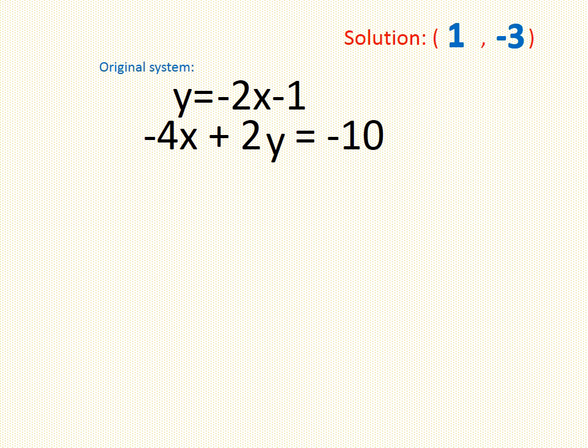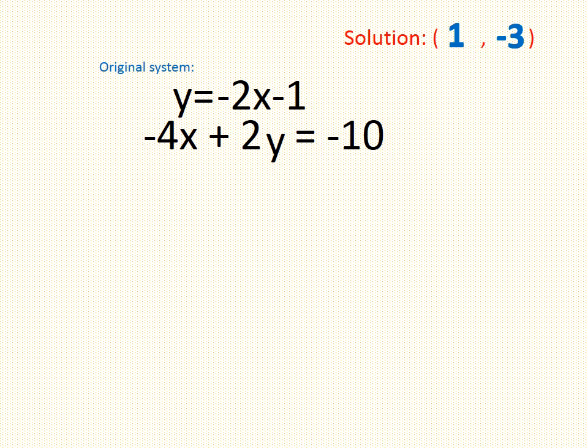Now to check if we got the right answer for this system, we can either put the two equations in the graphing calculator and check the solution graphically. And this is what we did in our last video. We solved this system graphically, and the answer was 1, negative 3.